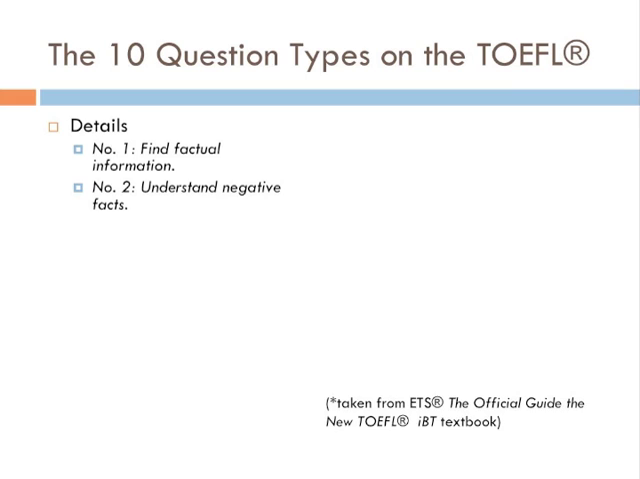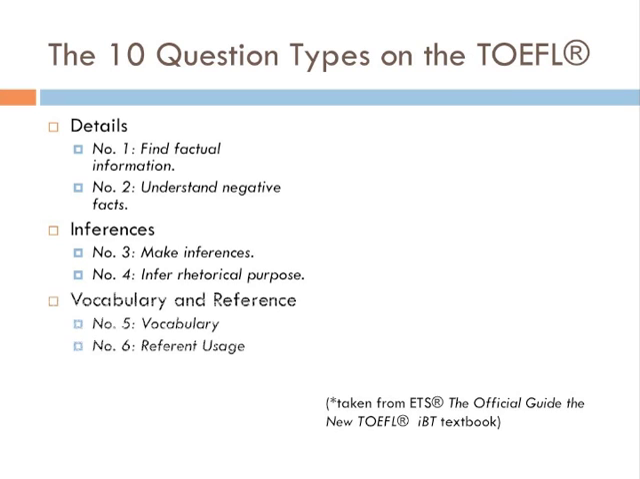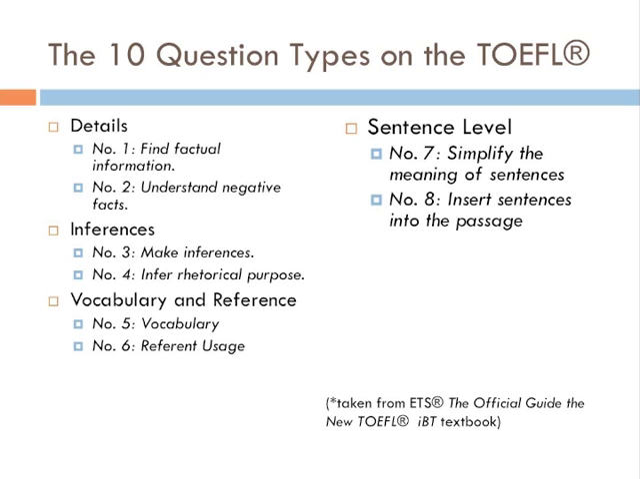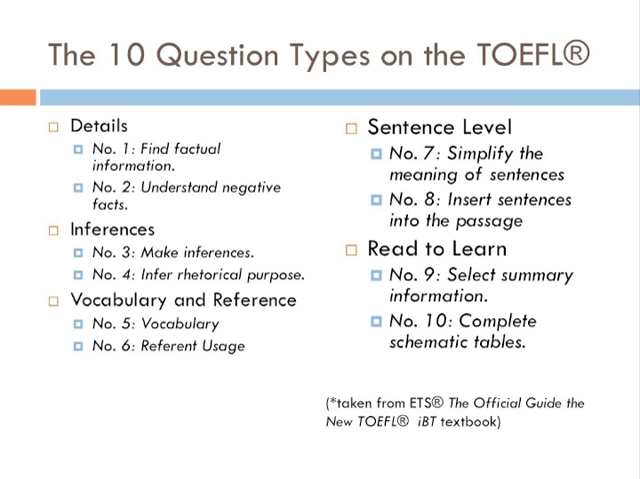Now those 10 question types again are referred to under the general categories of details, inferences, vocabulary and reference, sentence level, and then the final questions referred to as read to learn. And again, remember, you will not see those questions until the end of the reading passage. In our video today, we're going to be looking at the detail questions.